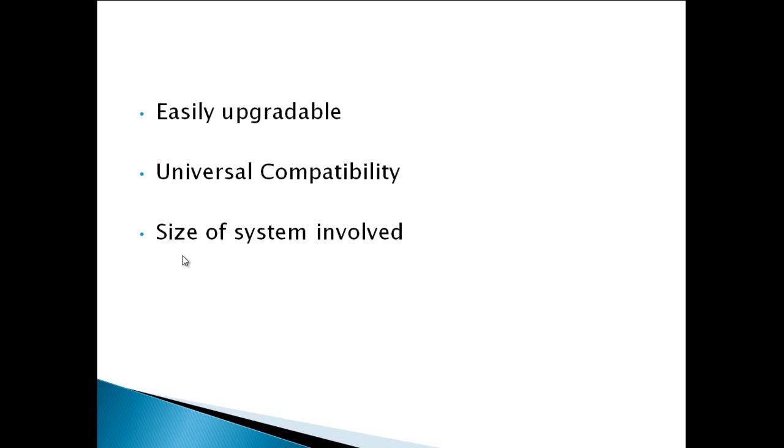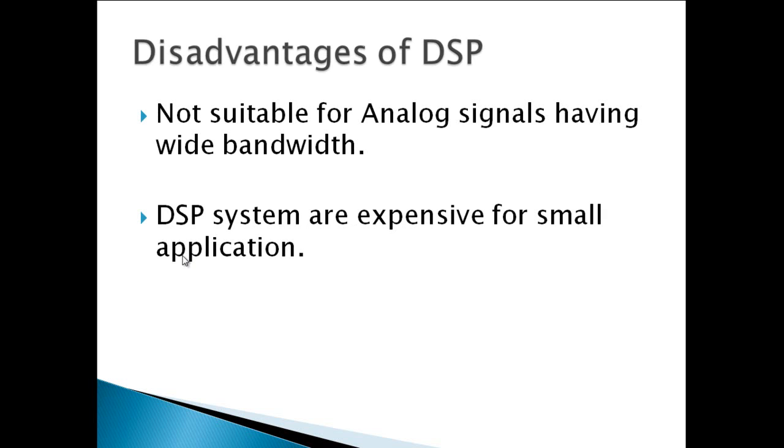of digital signals. Also, the size of the system involved is smaller. They have a more rugged, robust construction. Digital signal processing systems have more robust, rigid construction. Okay, so they are small in size. Digital signals also suffer from some disadvantages.